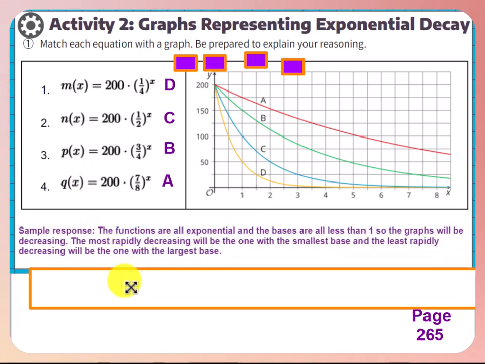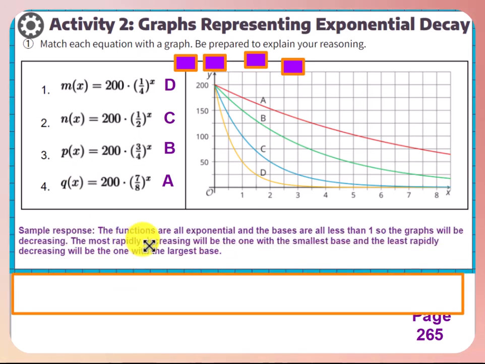Now let's put that into words. The functions are all exponential and the bases are all less than 1. So the graphs will be decreasing. The most rapidly decreasing will be the one with the smallest base, and the least rapidly decreasing will be the one with the largest base.